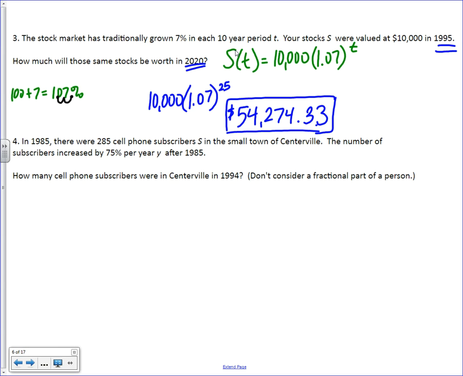Now 10,000, that's a lot of money. 10,000 turned into 54,000. Now 25 years is a long time, right? I mean, a long time. So far so good, guys? Yeah? Yes, sir.